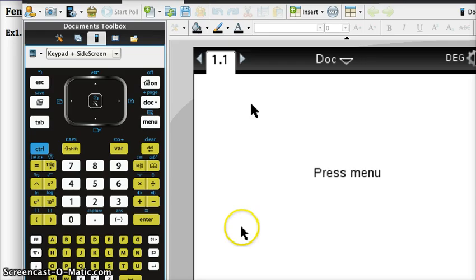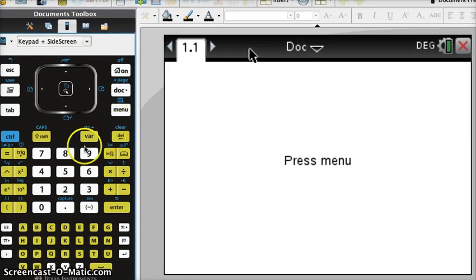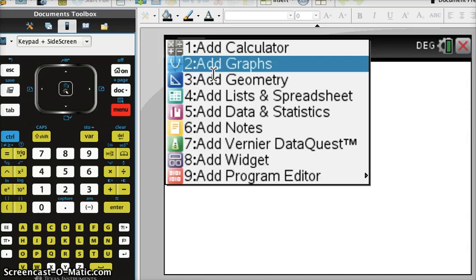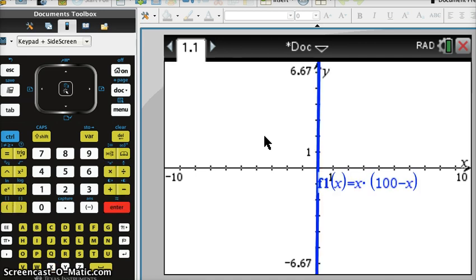Let's see what this looks like. All right, so I need a new window. Press menu. Okay, I will do that. And I get graphs, and we could just enter it. You can actually enter this however you want. It's a little easier to enter it as x times 100 minus x. That's fine. Okay, horrible graph, as always.